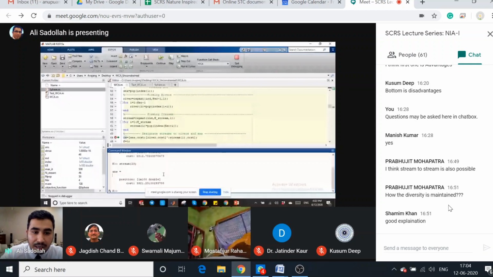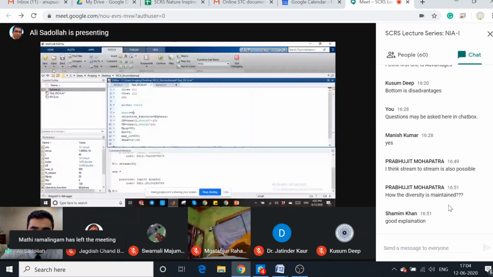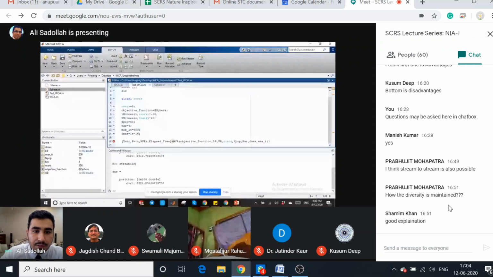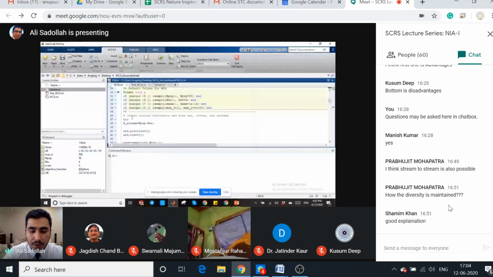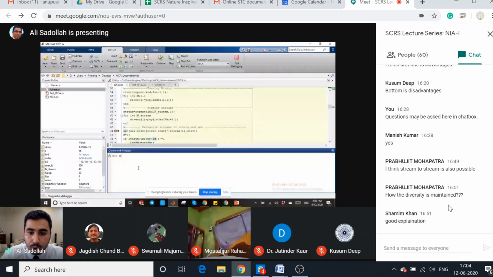Let me run again with dimension 5, then you can see it better. Until here. So for example, C is like this. We have 5 dimensions here between lower bound and upper bound randomly, and the cost is 56.